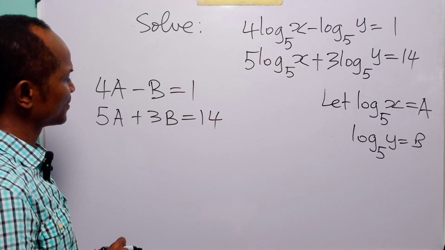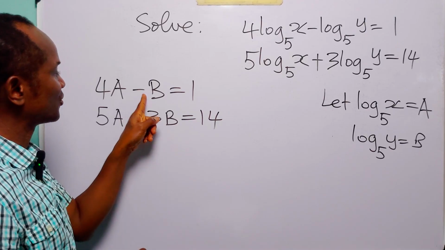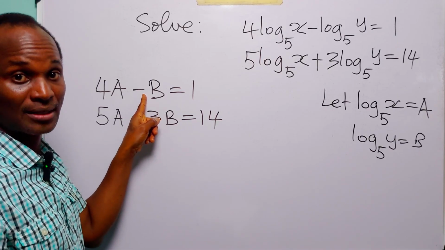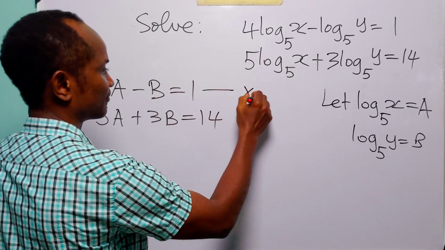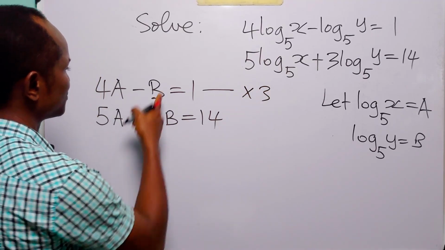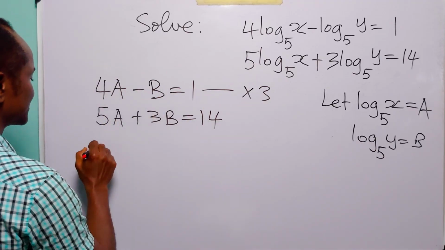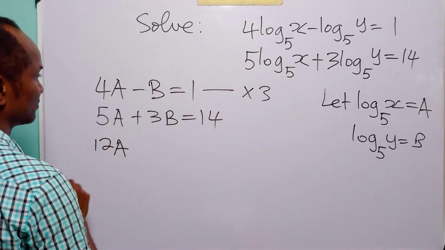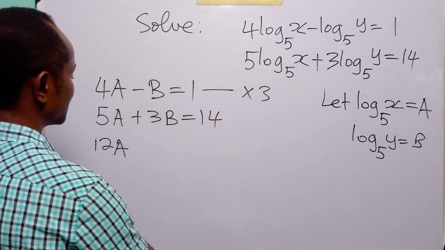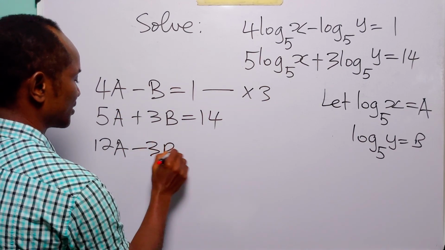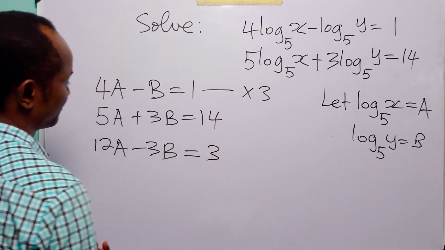Now to solve these equations, here the coefficient of b is 3, and here the coefficient of b is -1. So let us multiply through this equation by 3. When we do that, this equation becomes 4a times 3 is 12a, -1 times 3 is -3b, and 1 times 3 is 3.